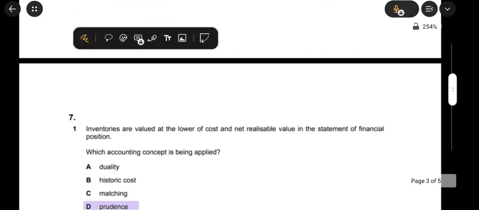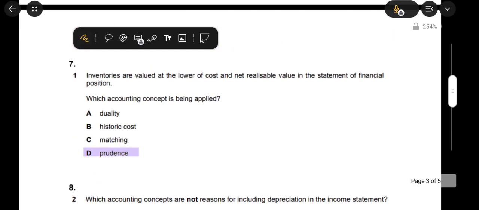Question 7. Inventories are valued at the lower of cost or net realizable value. Which concept is this? Correct answer, D. Prudence. Explanation. Again, prudence. If inventory's market value drops below cost, you report the lower amount to avoid overstating assets. This is a direct application of, anticipate no profits, but all losses.